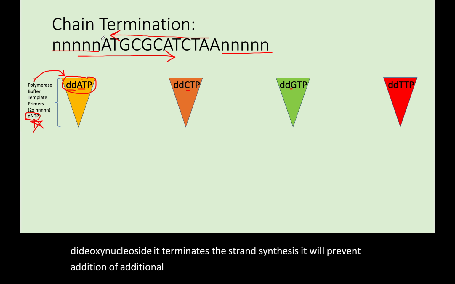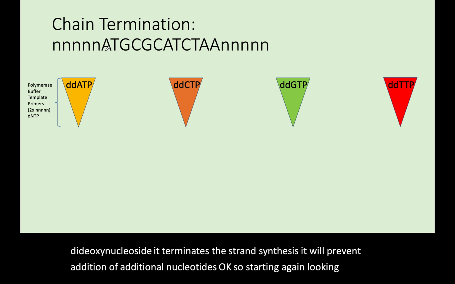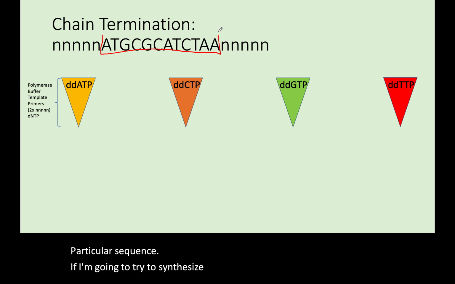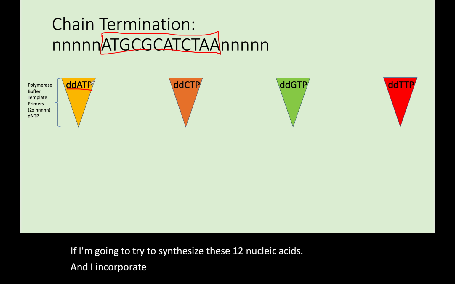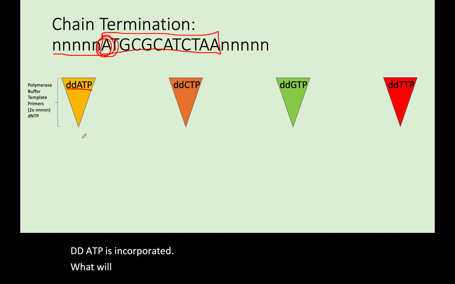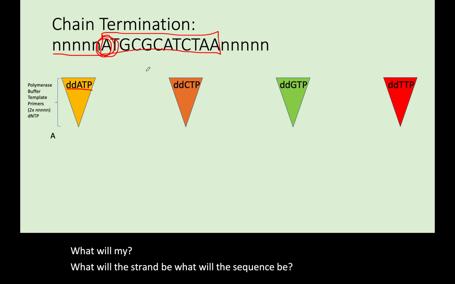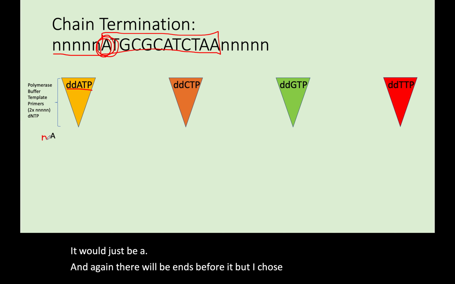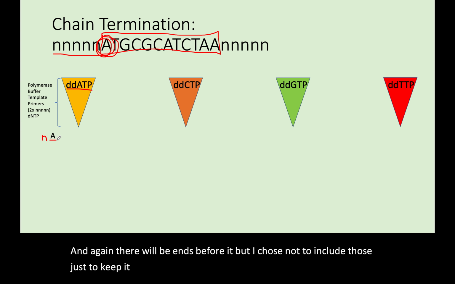Okay, so starting again, looking at this particular sequence, if I'm going to try to synthesize these 12 nucleic acids and I incorporate a DD-ATP, so I get these first 5, and then at this spot the DD-ATP is incorporated, what will the strand be? What will the sequence be? It'll just be A. And again, there will be N's before it, but I chose not to include those just to keep it simplified. So it will stop at the A.